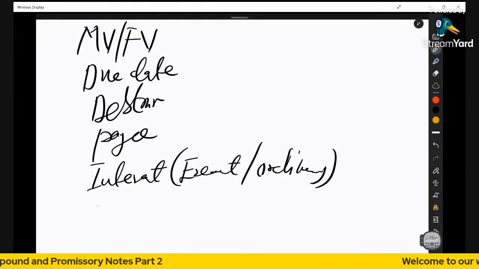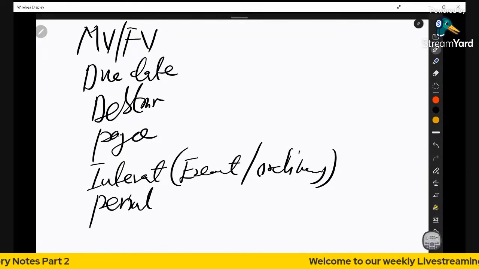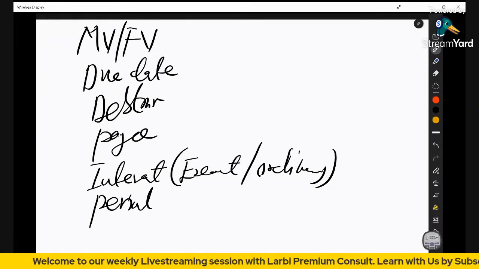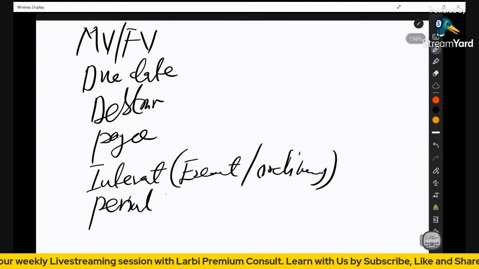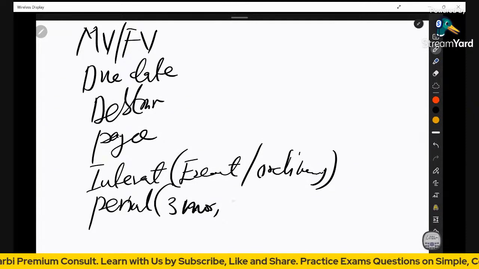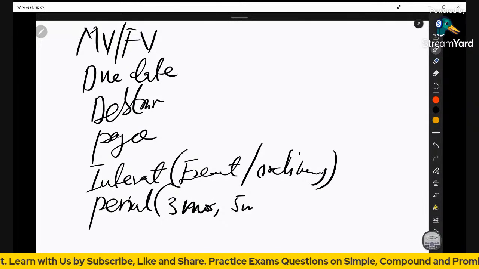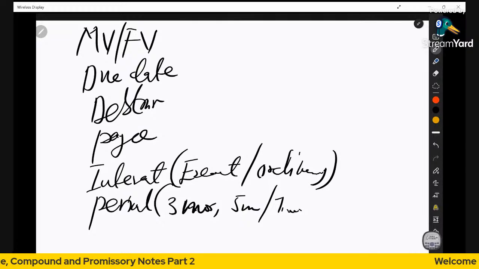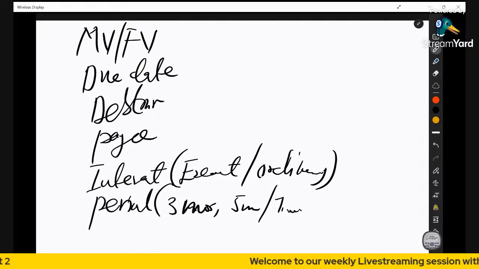And also the period within which you are supposed to make the payment, from the day that the transaction occurred to the time you must make the payment. We call that the period, right? So it can be, let's say, a 3 month period, or 5 months, depending on the transaction. It can be 1 year. I mean, it can be a number of periods, whether it's months, years, or quarterly, whatever that may be, that becomes the period.